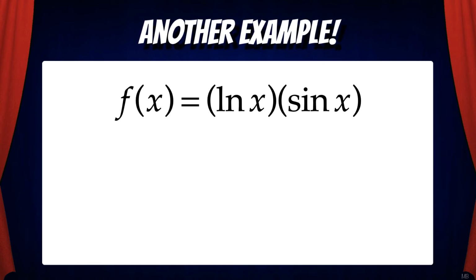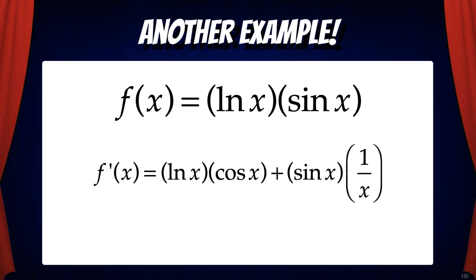Let's look at another example. Suppose f of x equals ln x times sine x. Again, this is a product of functions, so we're going to apply the product rule. Left d right plus right d left. So applying this rule gives us ln x times cosine x, because cosine is the derivative of sine, plus sine x times 1 over x, because 1 over x is the derivative of ln x. And that's it. That's the derivative.